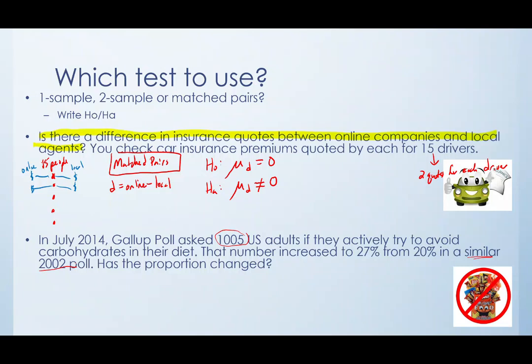But means or proportions, we can see this is definitely proportions, and there's only one choice with proportions, that it's a 2 sample proportions problem. There's no matched pairs for proportions, at least not in our class. So we're going to go right on to writing our null and alternate, right? So we can say the proportion, let's say for 2014 versus the proportion for 2002. The null would be there's been no change, right? That they're equal.